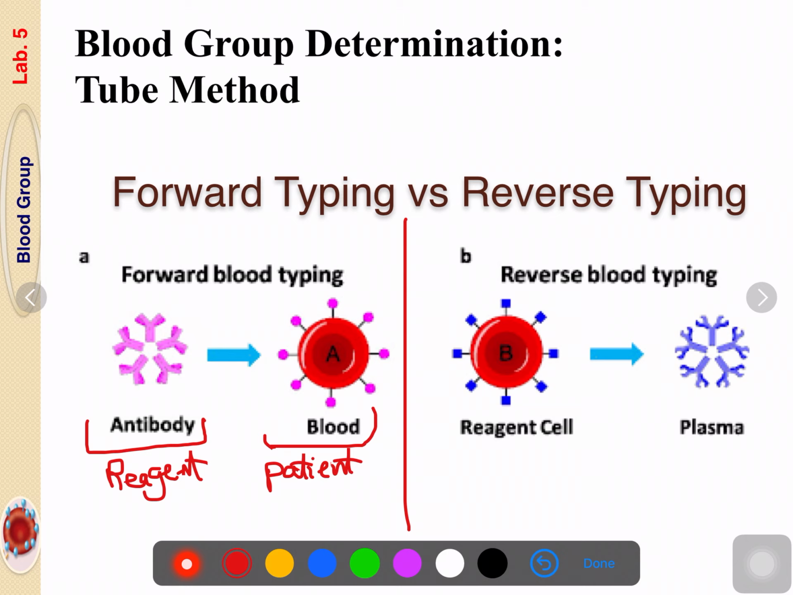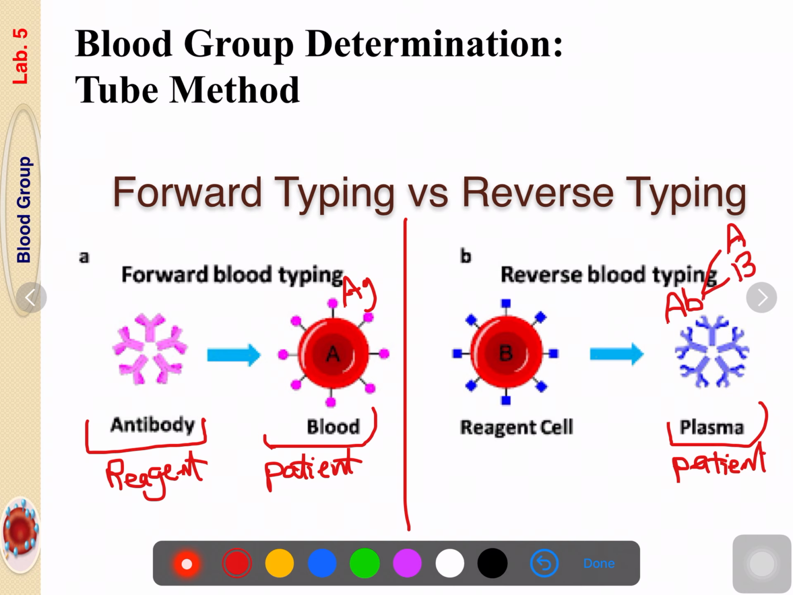Regarding the reverse blood typing, plasma, it means from the patient, and you'll test antibody, the presence of antibody in the sample. But here you'll test antigen, the presence of antigen on the surface of the red blood cell of the patient. If you want to determine antibody in the sample of the patient, you should have the red blood cell as a reagent. And normally, regarding the ABO blood grouping system, we have two types of antibodies: anti-A and anti-B.